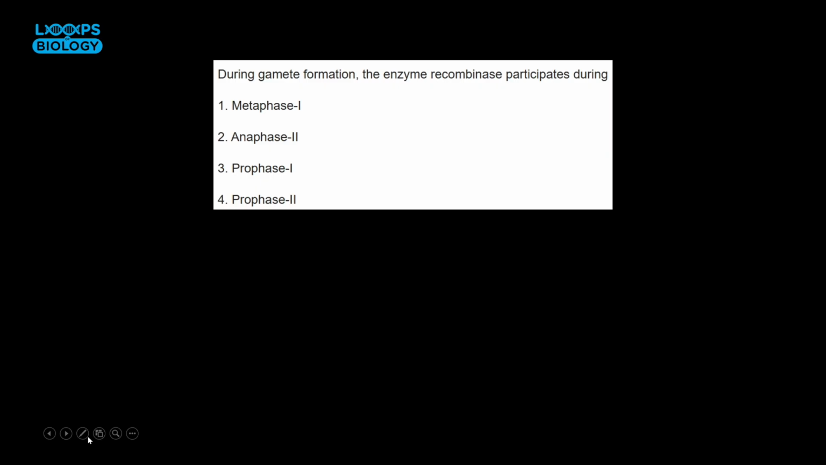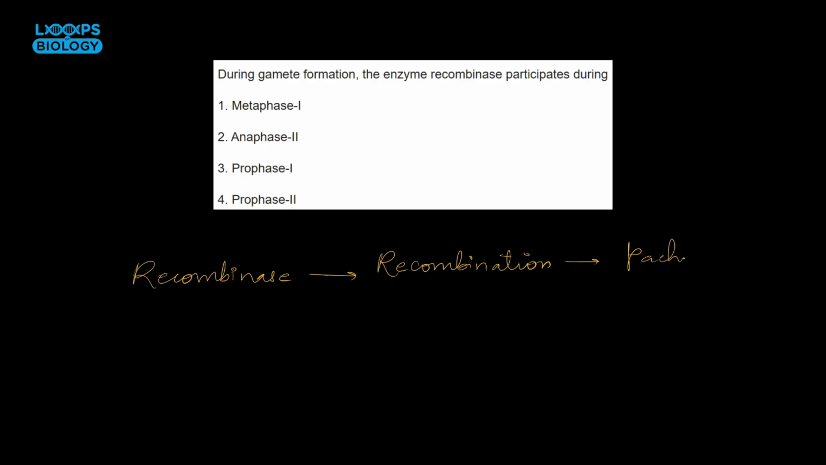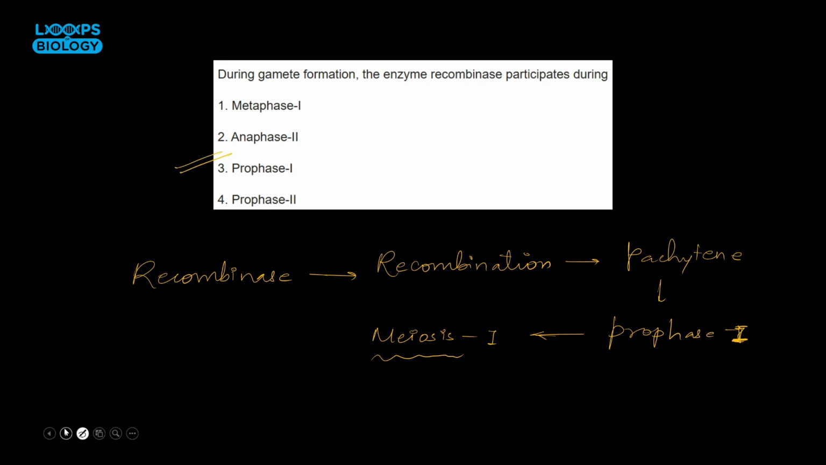Next question: during gamete formation, the enzyme recombinase participates in. As we know, recombinase is very helpful for recombination, and this recombination takes place in pachytene. It was a part of prophase 1, and this prophase 1 was a part of meiosis 1. So prophase 1 will be the correct option, that is option number 3.